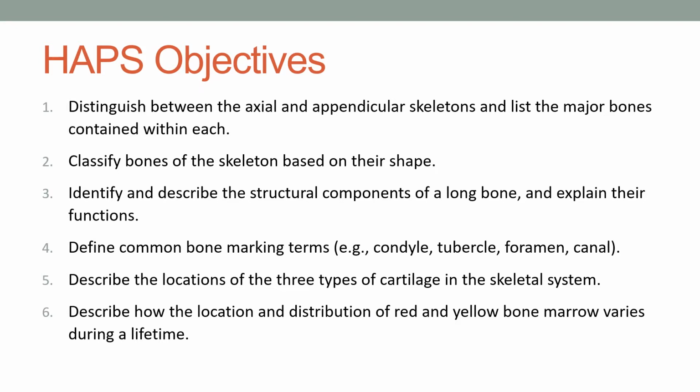First off, let me outline what we're going to talk about today. These objectives are from the Human Anatomy and Physiology Society, so they're things that all A&P students should know. We're going to distinguish between axial and appendicular skeletons and list the major bones contained within each. We're going to classify bones of the skeleton based on their shape, identify and describe structural components of a long bone, define some common bone marking terms, describe the locations of the three types of cartilage in the skeletal system, and describe how the location and distribution of red and yellow bone marrow varies during a lifetime.